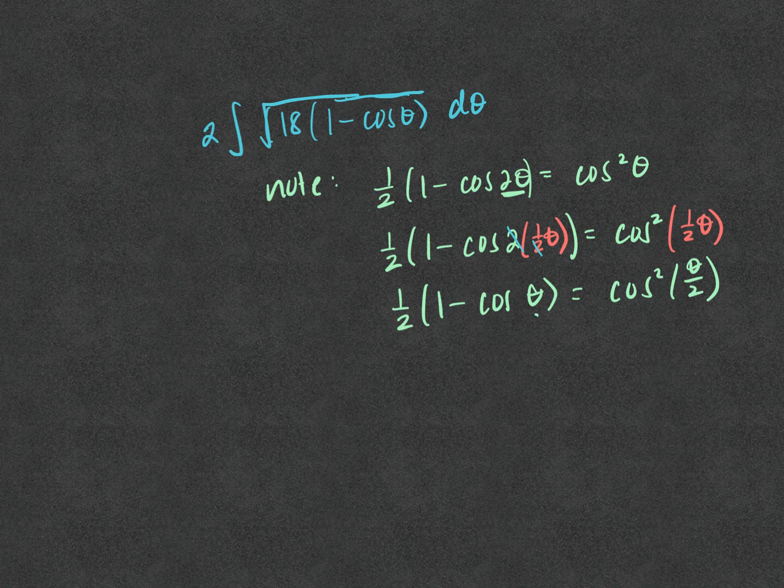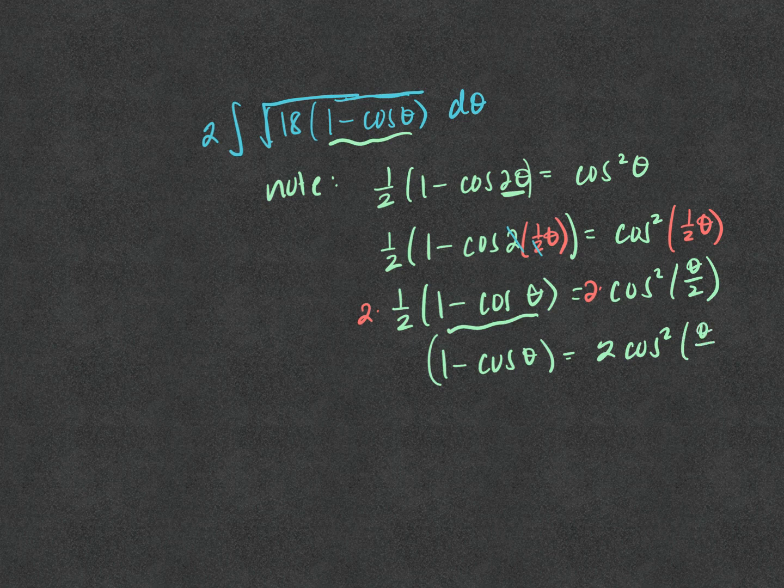Now this matches the parentheses here, but I have a 1/2 out front and I need to get rid of that. So again, how do you get rid of a 1/2? You can multiply. So we're going to multiply both sides by 2. Then we have the quantity 1 minus cosine of theta equals 2 times cosine squared of theta over 2. Now this is a true statement. This parentheses right here equals the value on the right-hand side.